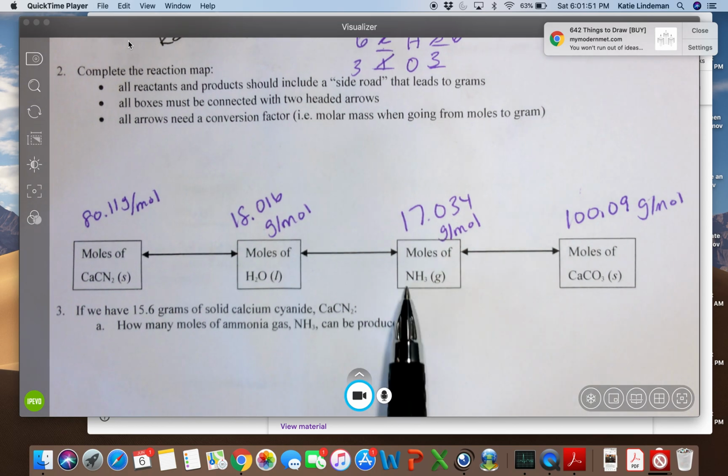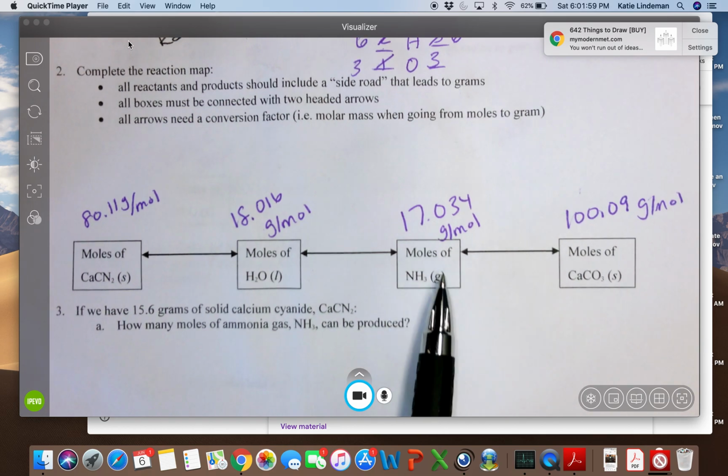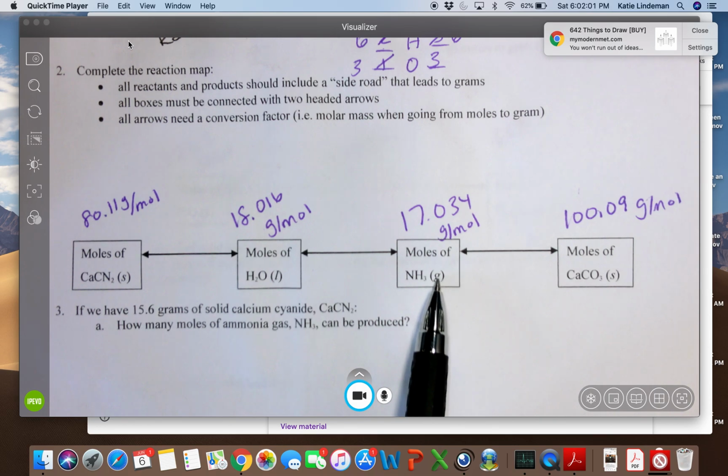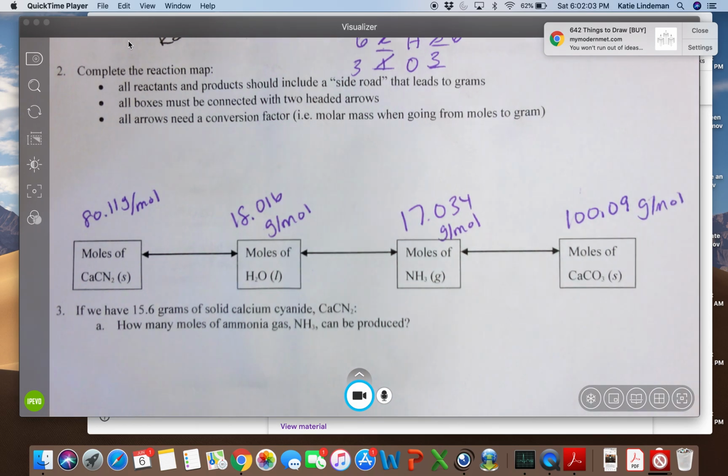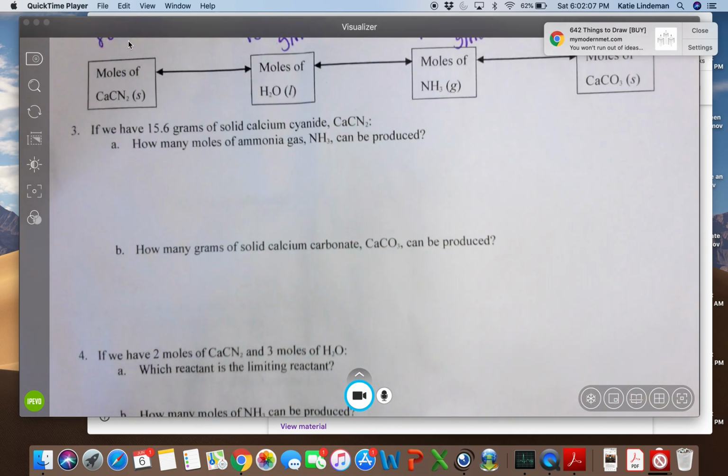So for example, ammonia here has 1 nitrogen and 3 hydrogens. So 1 nitrogen is 14.01. Each hydrogen is 1.008, and I just add all those together. Okay. All right. So I'm just going to go through a couple of different examples.